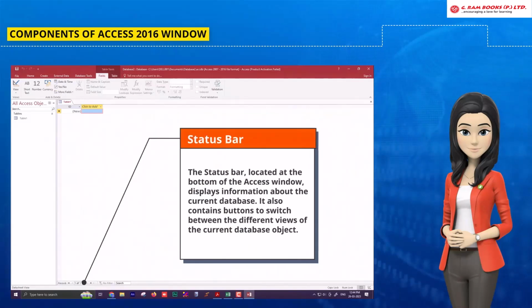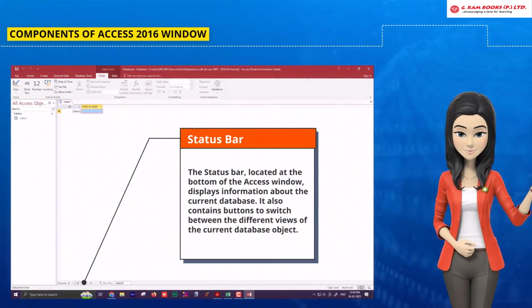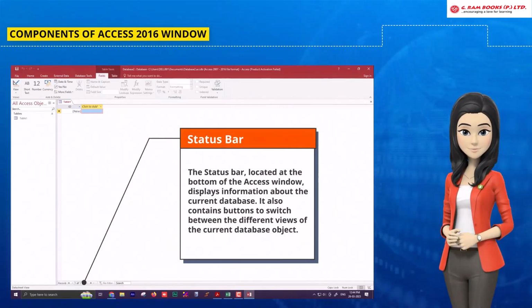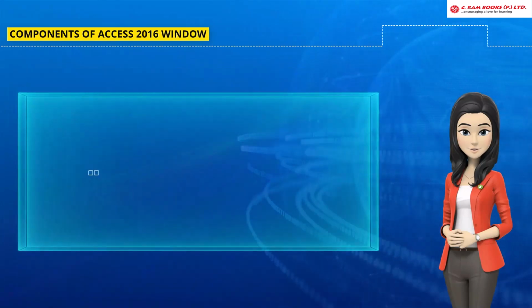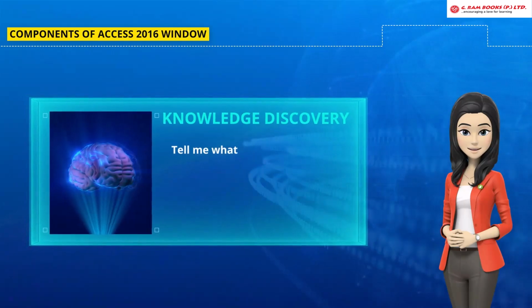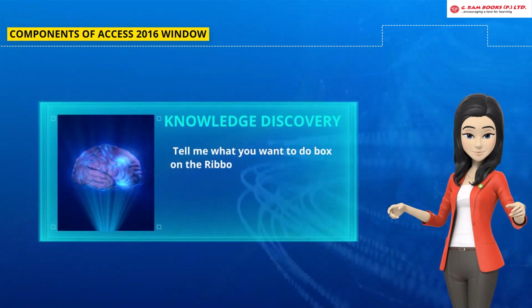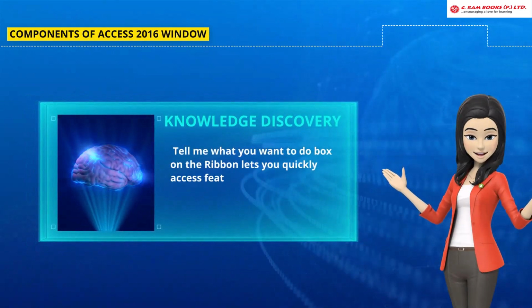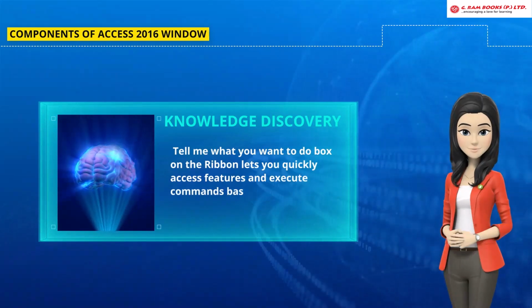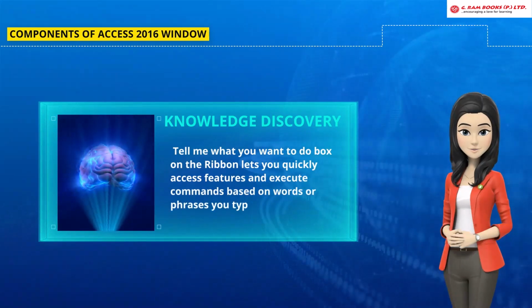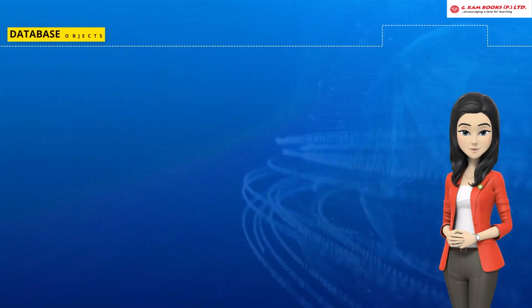Status bar. The status bar located at the bottom of the Access window displays information about the current database. It also contains buttons to switch between the different views of the current database object. Knowledge discovery. The Tell me what you want to do box on the ribbon lets you quickly access features and execute commands based on words or phrases you type in it.